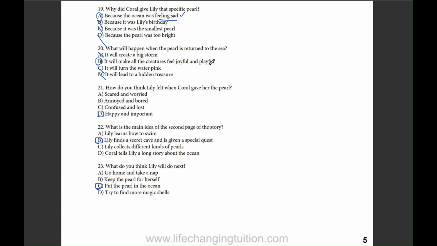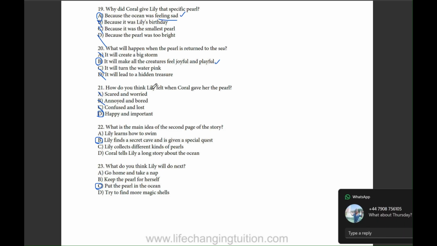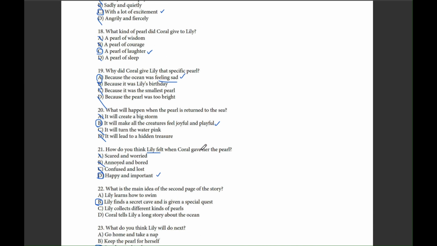Next is question 21. How did Lily feel when Coral gave her the pearl? Your choices are A, scared and worried, B, annoyed and bored, C, confused and lost, D, happy and important. Let's consider why not. A, B, and C don't really match her reaction as described. The answer is D, happy and important. The explanation tells us that her face lights up and she is eager to help.